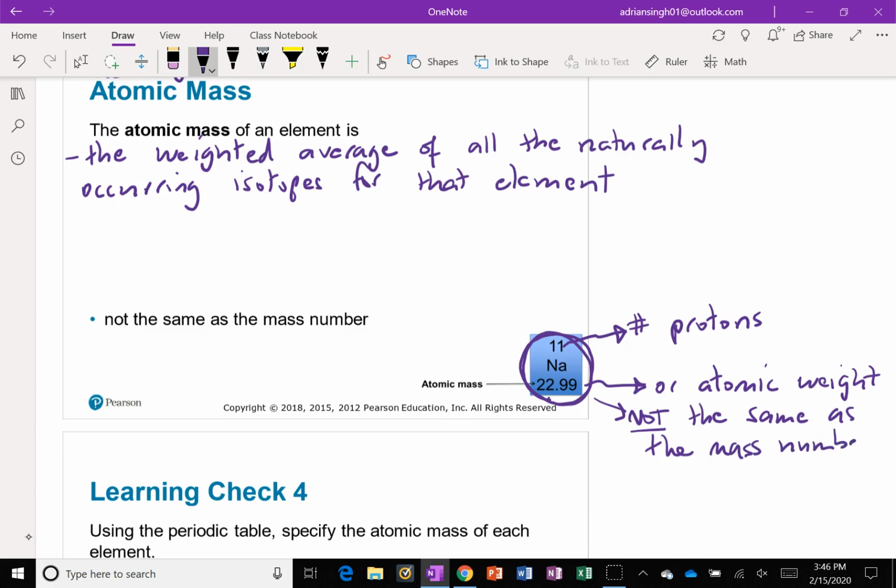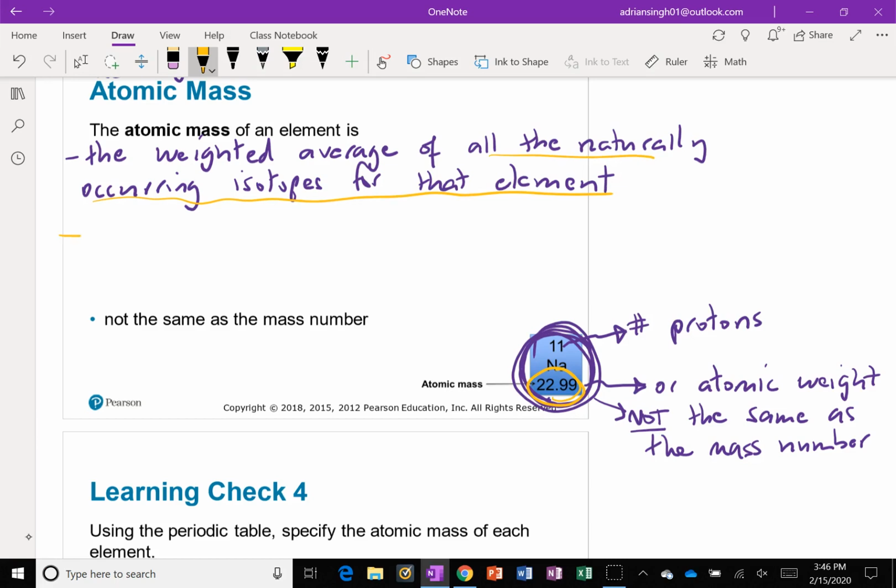Right, we represent the mass number and the number of protons using our atomic or nuclear symbol. This here is just what we actually see on the periodic table. So this number underneath, which is usually a decimal number, is going to represent the atomic mass or the atomic weight, which is the weighted average of all the naturally occurring isotopes for that element, right?